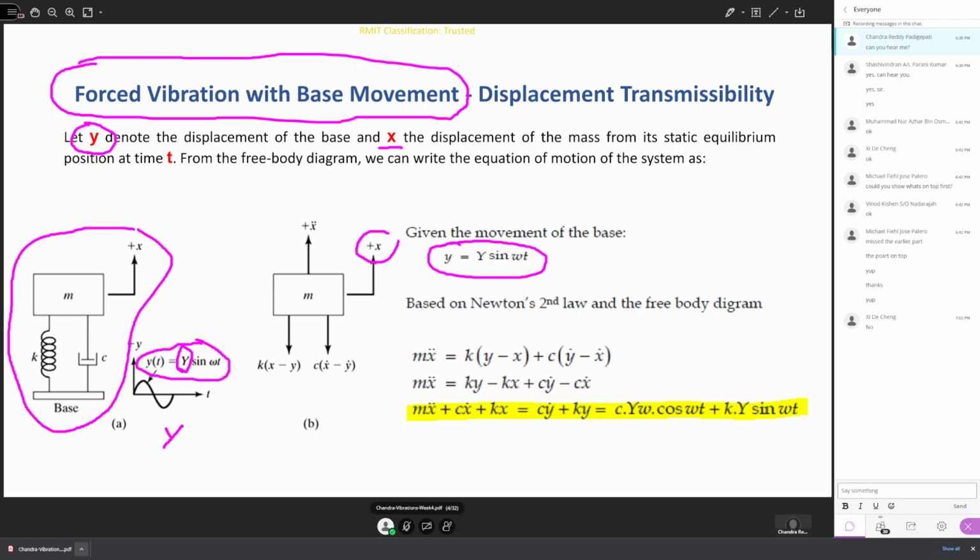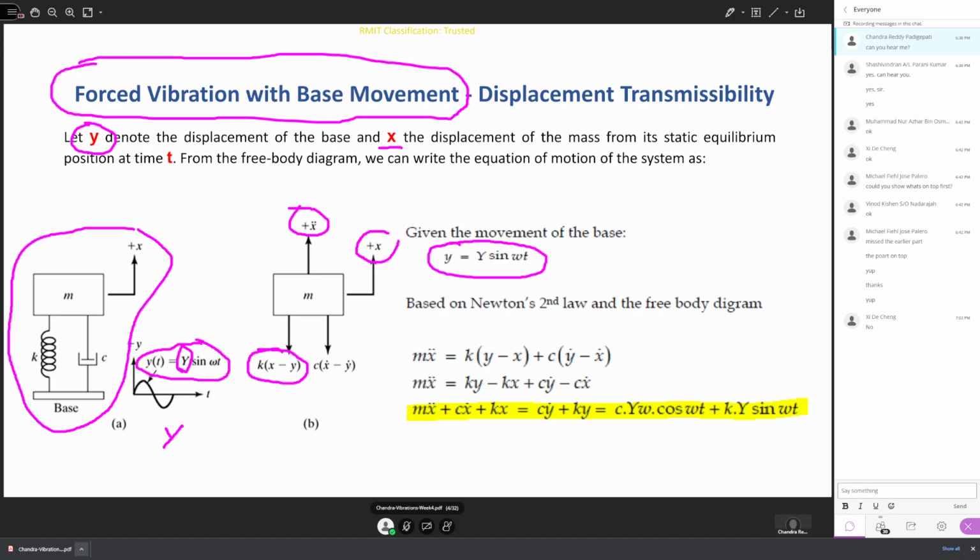Now this is the vibratory system. The mass is an inertia mass, so it is subjected to acceleration. The spring is connected to the base and the mass. The displacement of the base is y, and the displacement of the mass is x. So the spring force will be k times the net displacement, and we can write the net displacement as x minus y.